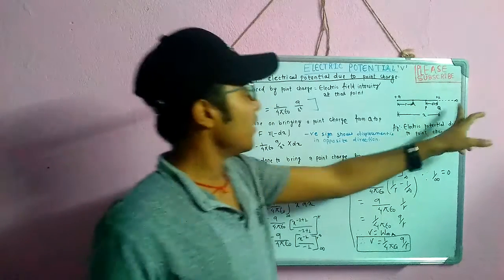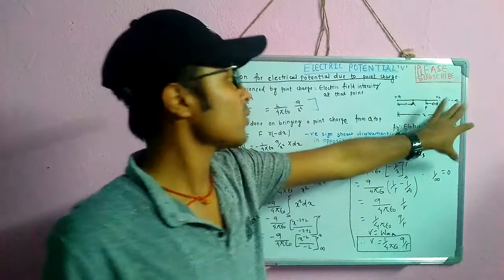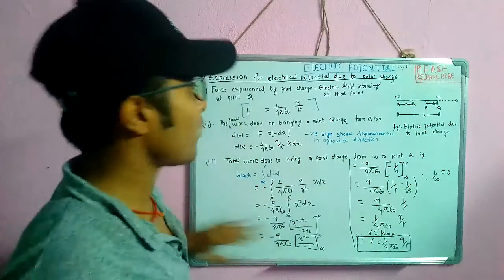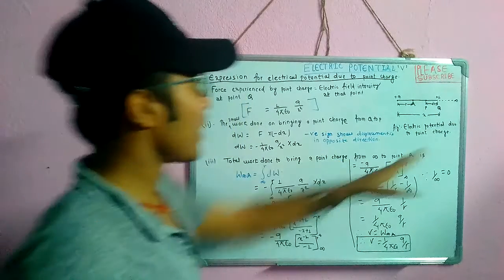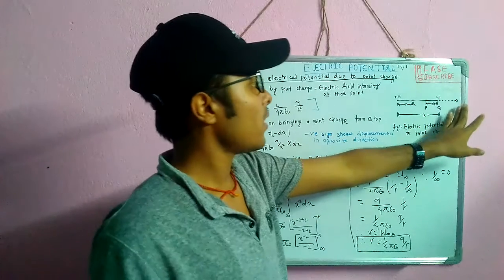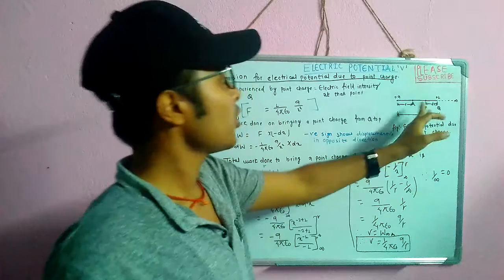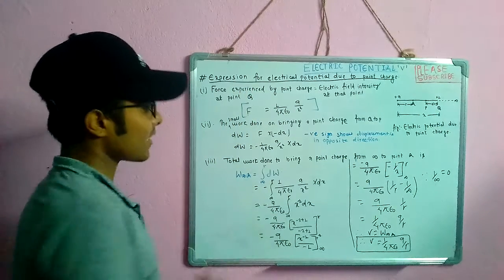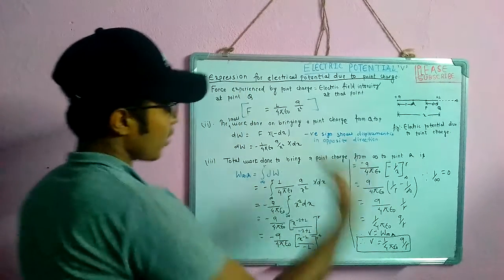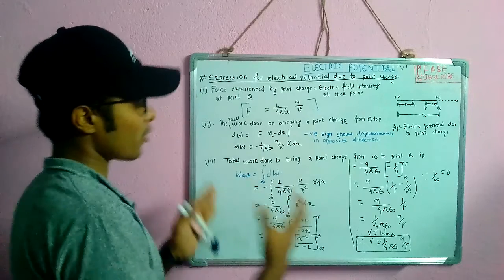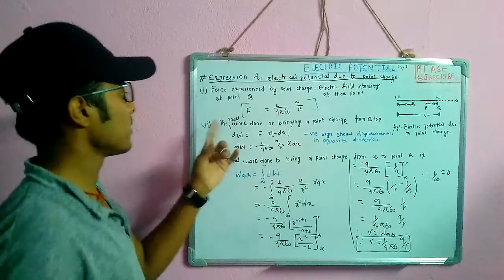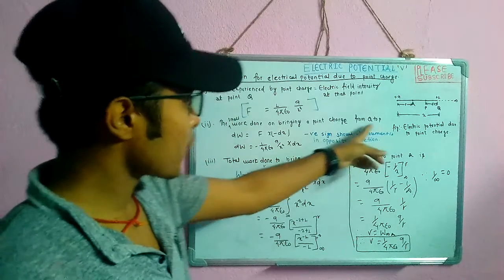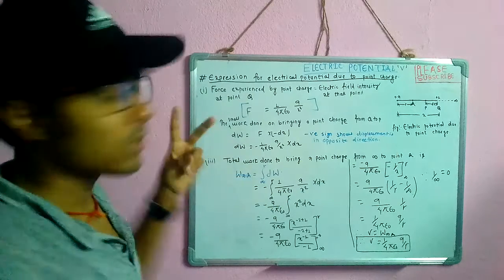And to calculate that, we just calculate a small amount of work done and then we integrate to find that. Our motto is to find the work done to bring a unit positive charge from infinity to a point A. If we can calculate the small work done and integrate, we can calculate the whole amount of work done we need.